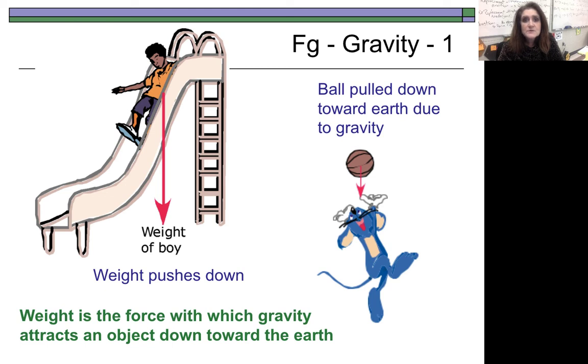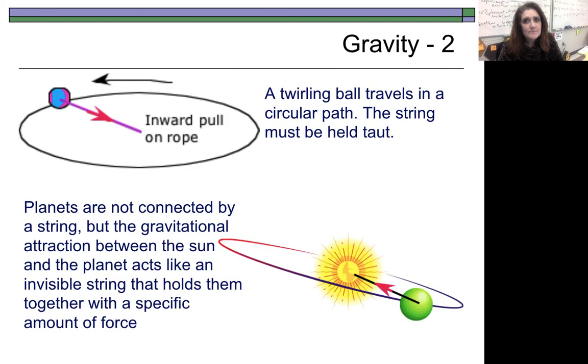Our second force was the force of gravity. Weight is the force of gravity which attracts an object toward the earth. The ball is pulled down to the mouse. Gravity pulls all objects down. Gravity is also what holds objects in a circular path.